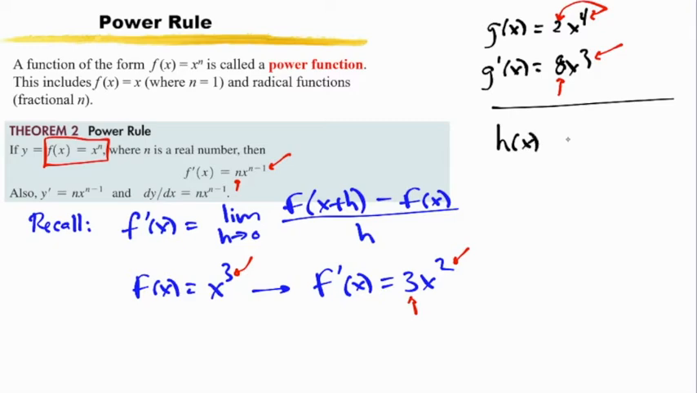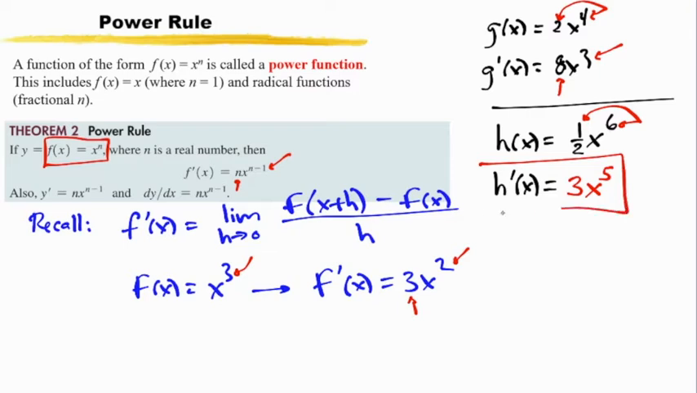Suppose I defined a function h of x equal to 1/2 x to the 6th. Can you calculate h prime of x using the power rule? You should take the exponent of 6, multiply it by the coefficient, so 1/2 times 6 is 3, and then you should reduce the exponent by 1, and you should get 3x to the 5th.